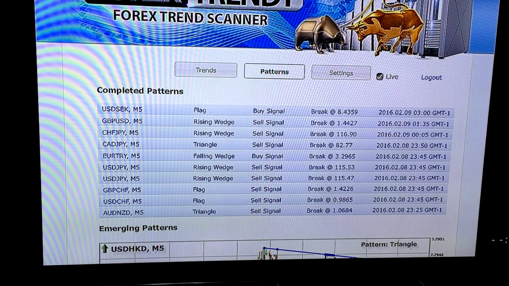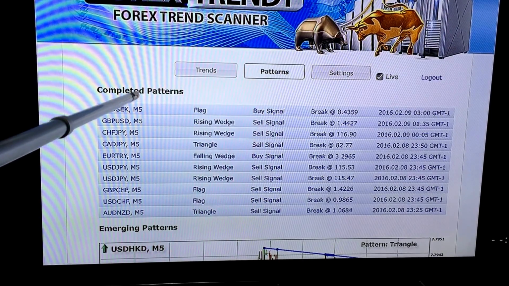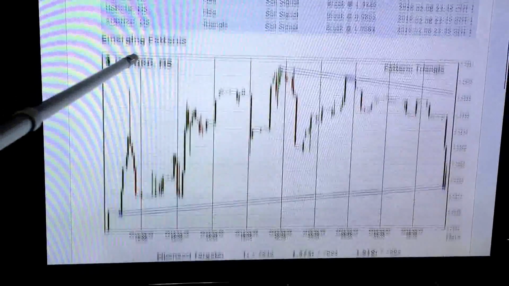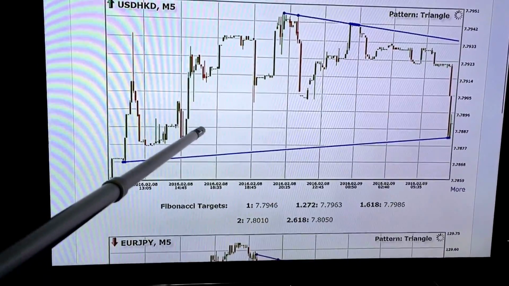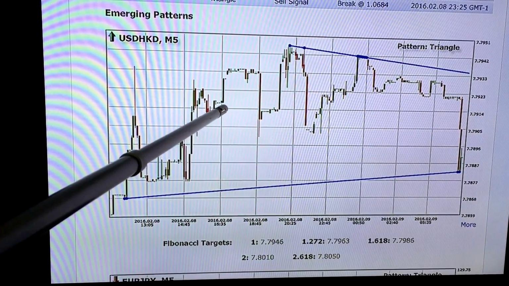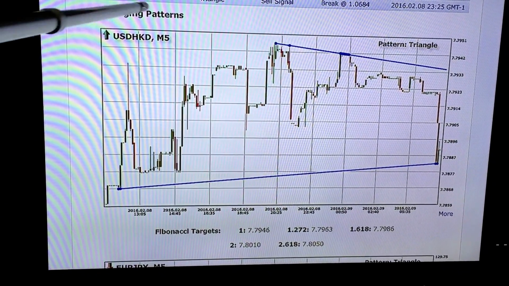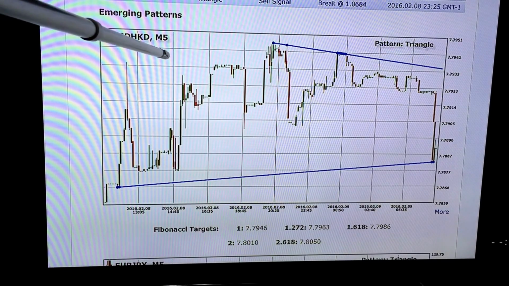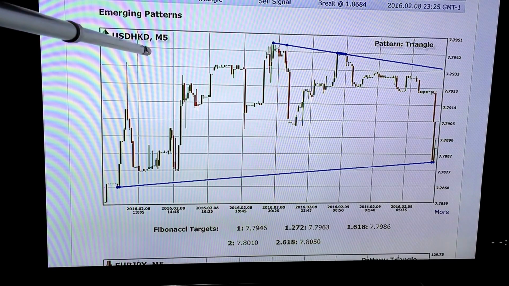Okay, let's go to patterns. As you can see, these are completed patterns. These are patterns that are completing, and these are emerging patterns. These are patterns that are forming. Okay, it's showing us patterns that are forming. You can set your time frame to any time frame you like, but I use the 5 minute time frame just as an example.